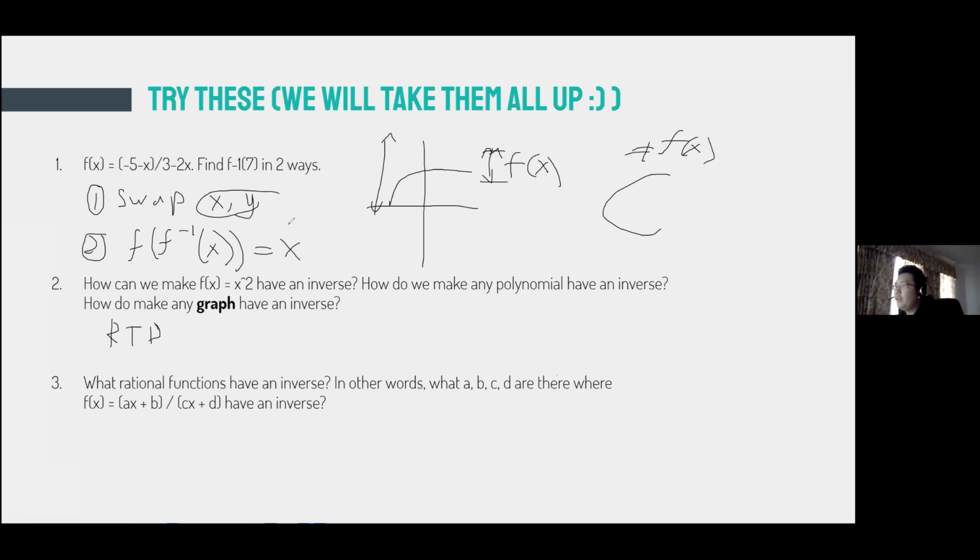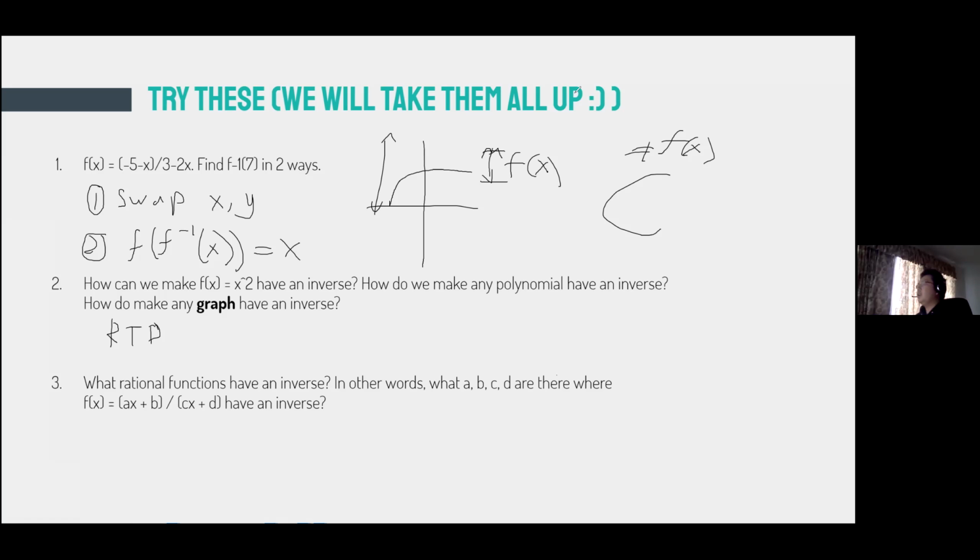For this one, you would either swap x and y, just like the previous question, or use f negative 1 of f of x equals x. For this question, you restrict the domain either to an interval or to a certain portion of the graph and cut it off at a certain point.